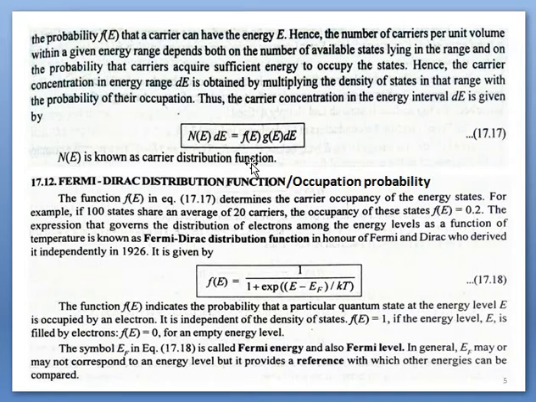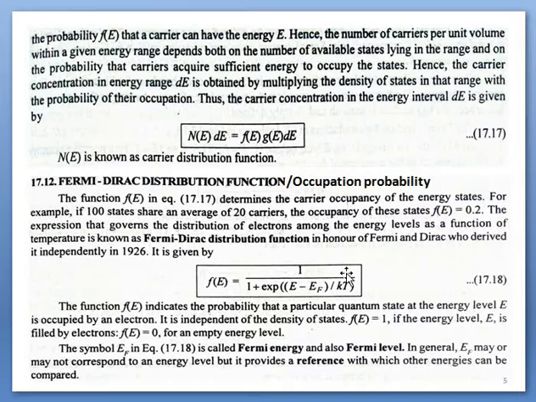Let us discuss Fe further. As we have already said, it represents the probability that an energy level or energy state E is filled by an electron. It is given by the Fermi-Dirac distribution function. The word distribution is used because it describes how electrons are distributed in energy states.